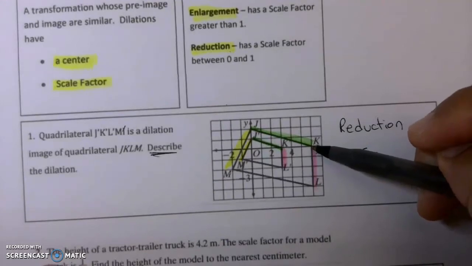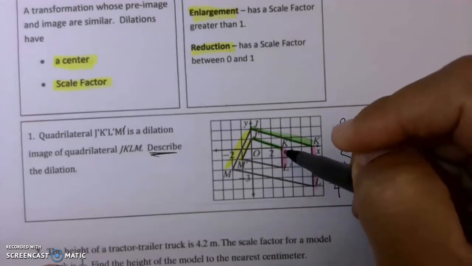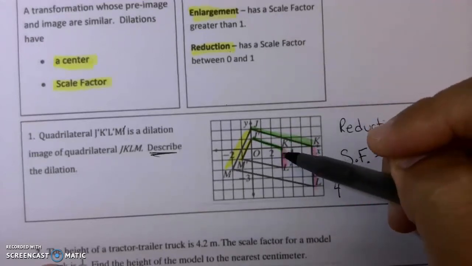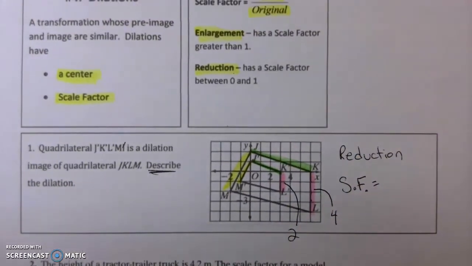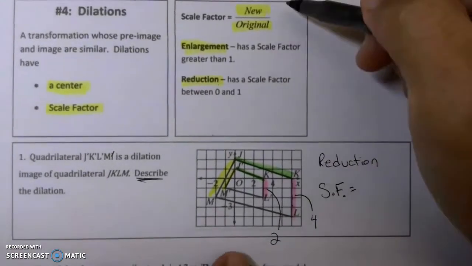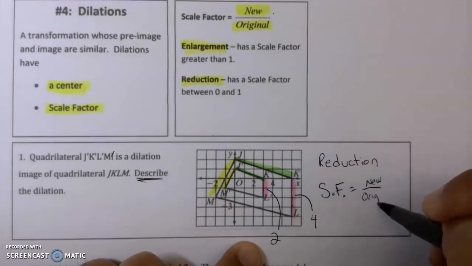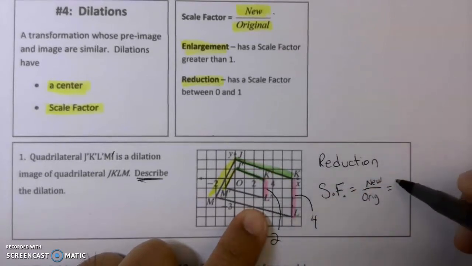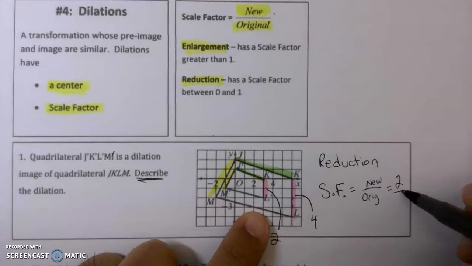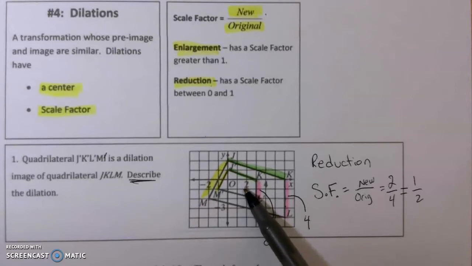So the big original pre-image is 1 space, 2, 3, 4. This pink line is 4 spaces, and this pink line on the dilated figure is 1, 2. So it's 4 to 2. Now, when you do the scale factor, you always put the new image on top, and then the original pre-image on the bottom. The new image is the smaller one, J prime, K prime, L prime, so that's 2, and then the original is 4. And 2 to 4 is 1/2. So this thing is half the size of the original bigger one. It is a reduction.